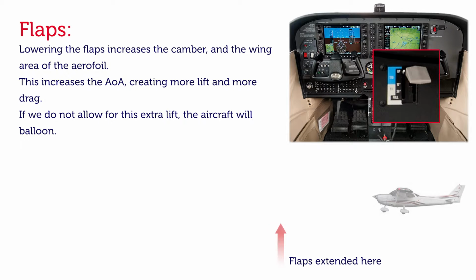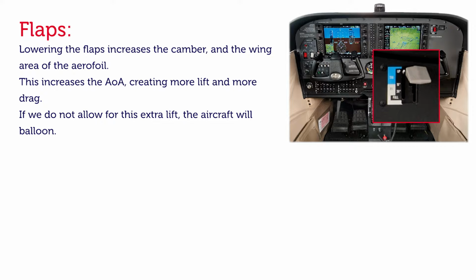Now if we have a look at the animation to the bottom of the screen, we can observe the flap extension without any allowance for the balloon effect. And as you can see, as we're cruising from right to left and we extend the first stage of flap, the aircraft now starts to balloon, which will have a gain in altitude. Once the aircraft then starts to slow down, the balloon will then level out back to its normal position.